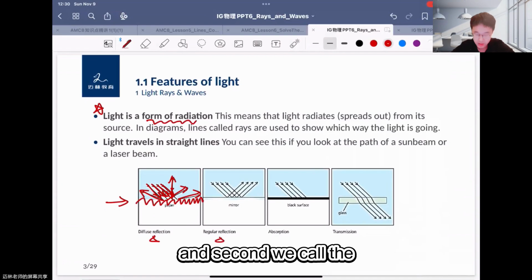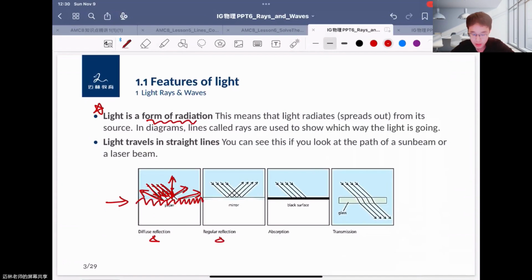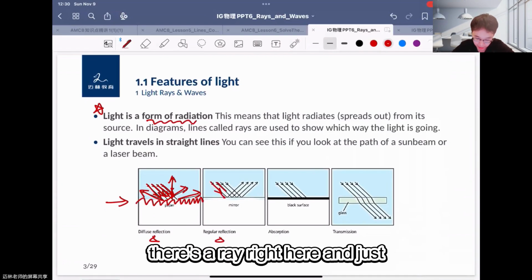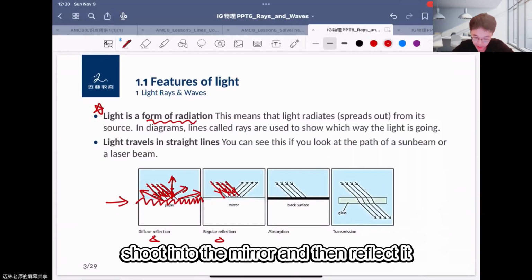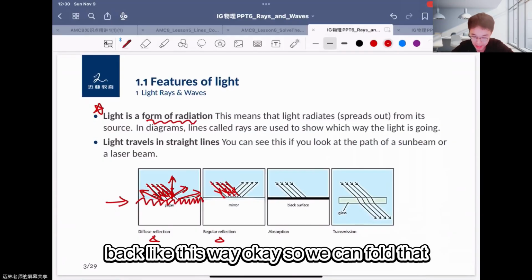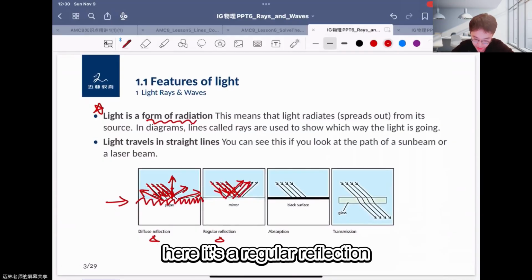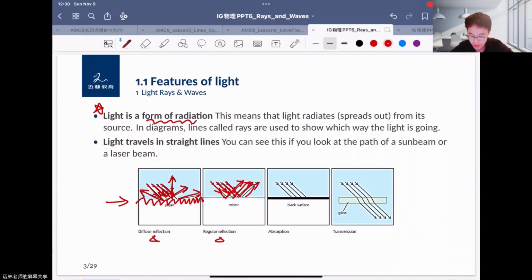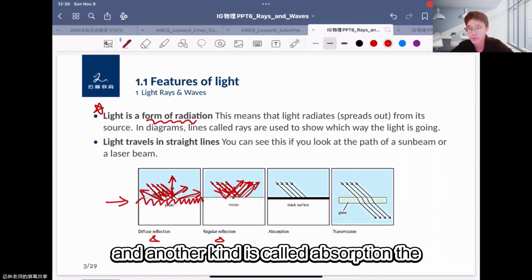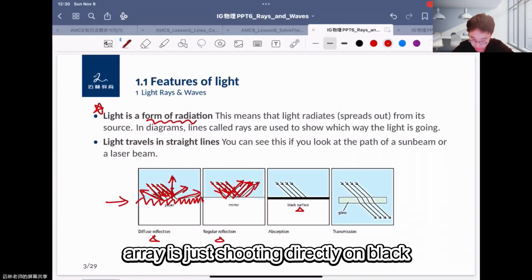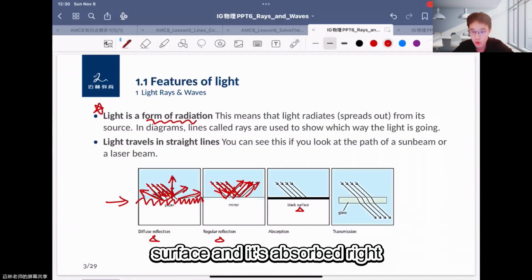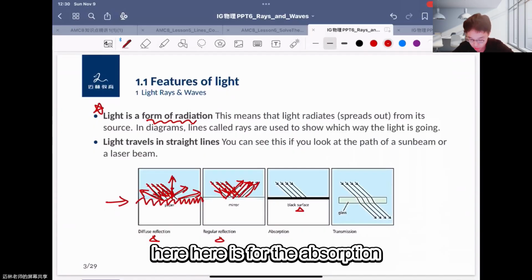And second, we have regular reflection. That means a ray shoots into the mirror and is reflected back this way. So this is a regular reflection. Another kind is called absorption. Absorption means the ray shoots directly onto a black surface and is absorbed. Here is the absorption.